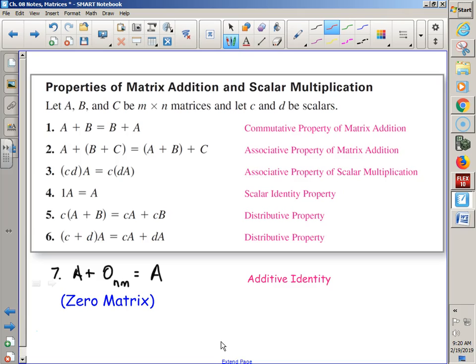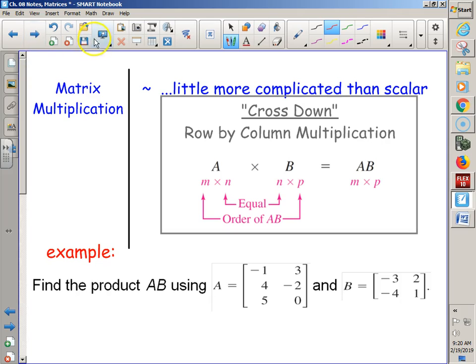1 times any matrix is itself, so 1 is a scalar identity. I can add A and B and then bring in C, or I can bring in C to both and then add. And similarly down here, I can add C and D and then multiply, or I can multiply C, multiply D, and then put together. And then we already talked about the additive identity, how as long as you have a 0 matrix of the exact same size as A, it will stay the same. You don't need to memorize them, don't even necessarily need to write them down. Besides remembering that with matrix addition, subtraction and scalar multiplication, everything is normal as far as the properties you're used to.